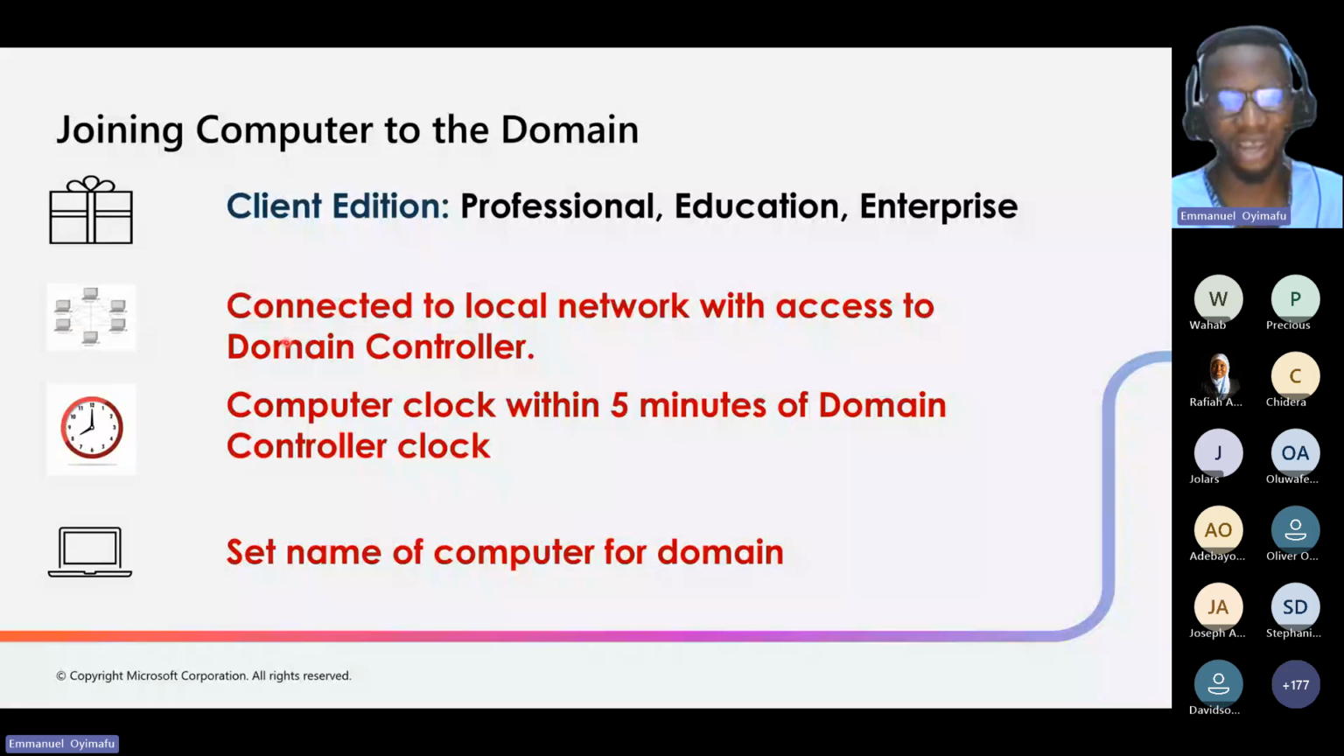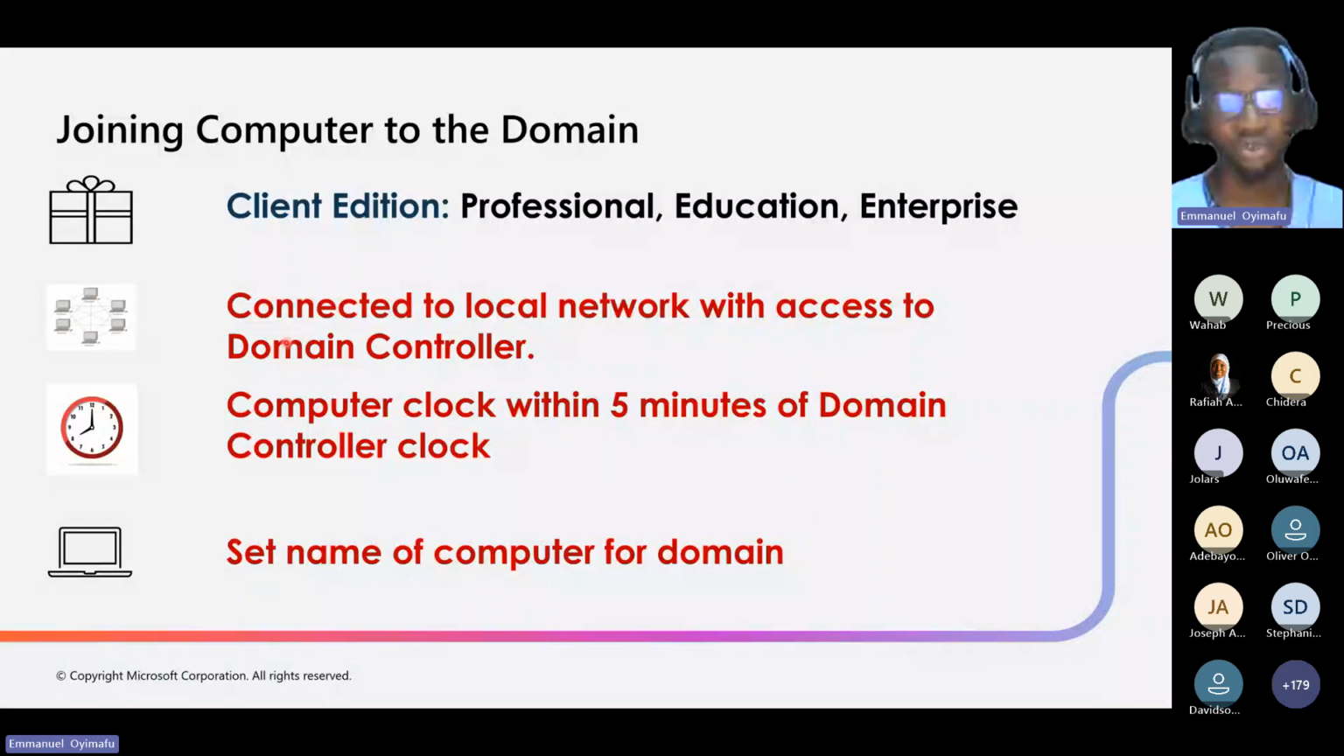Sometimes, working in the office, I may want to join a system to the domain. It will tell me that the domain controller is not available. So I will now check. There was a time I was checking, I was like, why am I getting this error? I now discovered that the person is actually connected to his own network, a network that is not connected to the company domain controller.